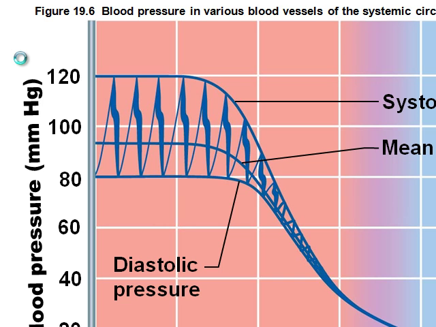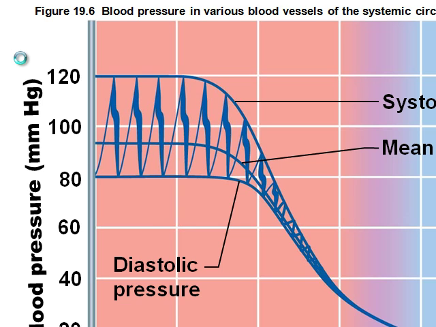And blood flow, and this is all the math terms they throw in there, is inversely proportional to the peripheral resistance in systemic circulation. So flow and resistance are going to go hand in hand. When I increase resistance, I decrease flow. When I decrease resistance, I increase flow. And that's what inversely proportional means. We're going to talk inversely proportional again when we talk about Boyle's law in the respiratory system.